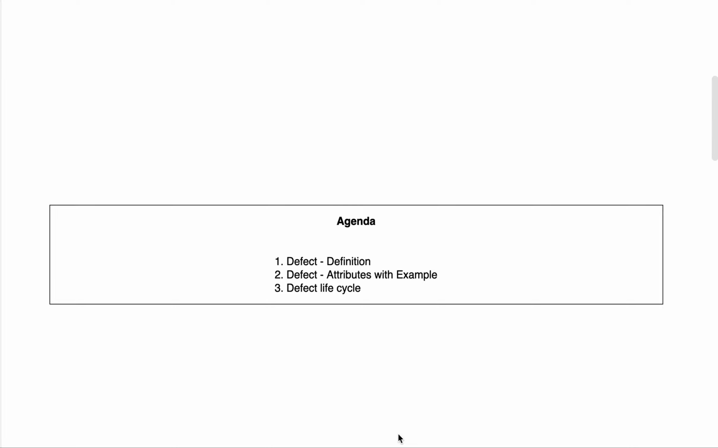In this video, I'll explain what a defect is in the software world and what different details are associated with a defect, and then what the defect life cycle is, meaning from the time a defect is created till it is resolved, what different stages it goes through and who the different owners are at each stage. Okay, let's get started.